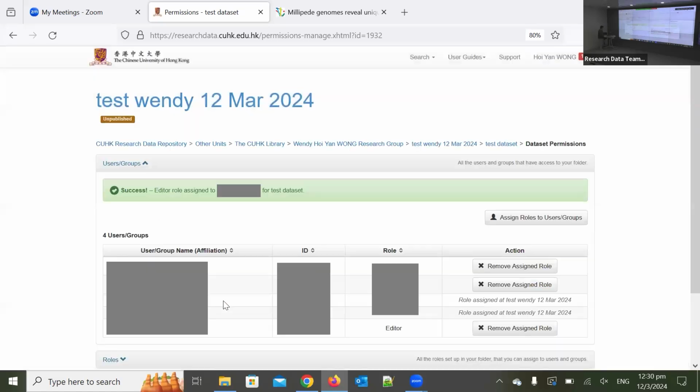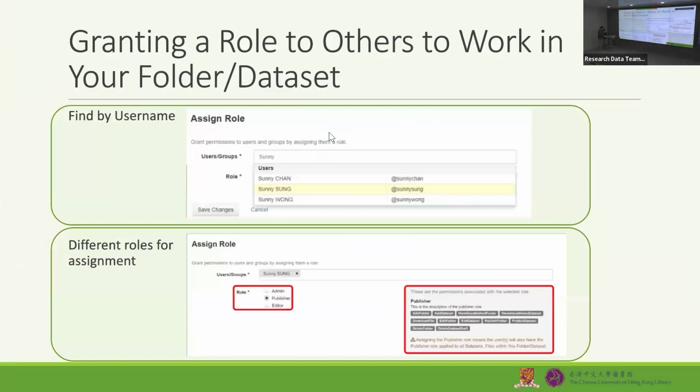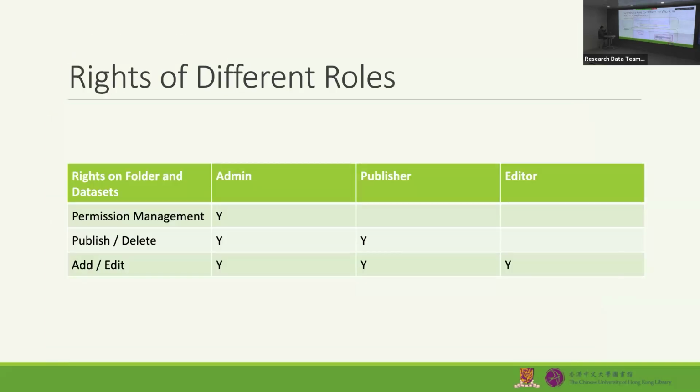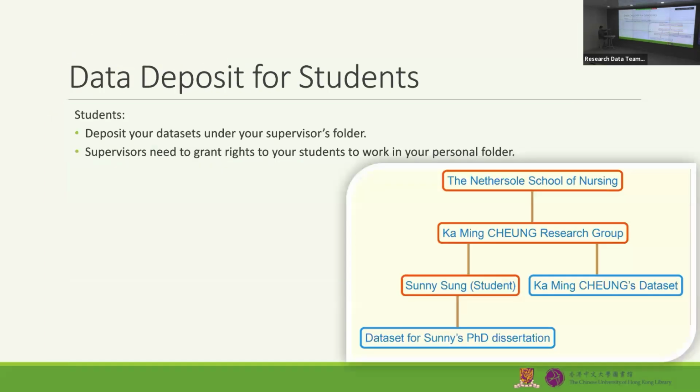And if you save changes, you will see my colleague now has the rights to edit my datasets. Just now I clicked editor, so he can just edit it without publication and without giving rights to others. So this is granting rights to others, and granting rights to others to work on folders. So these are the steps I've just mentioned. And now to another topic.